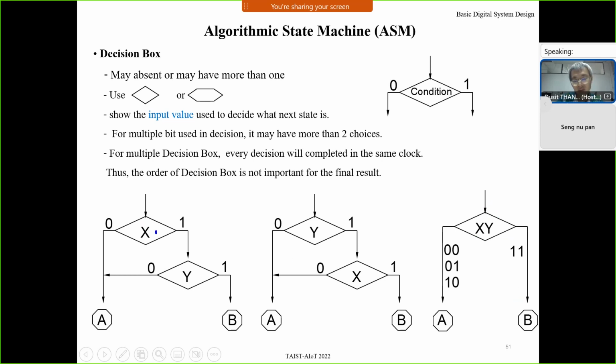Because when you check whether x equals 1 or not, or y equals 1 or not, you use a combinational circuit to compare. So before the clock ticks, before going to the next step, this comparator, which is a combinational circuit, must give the final result completely before the clock tick. So you can do the comparison of x or y first or at the same time, and it does not affect the final result.